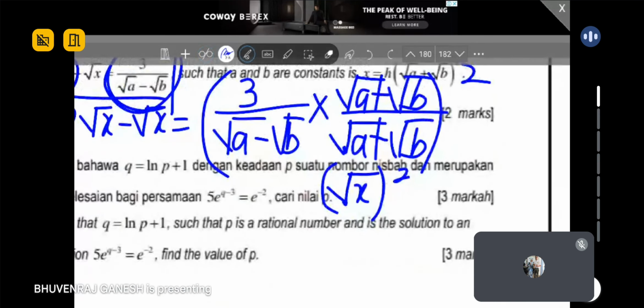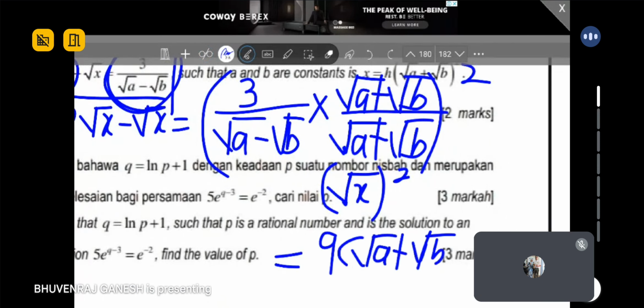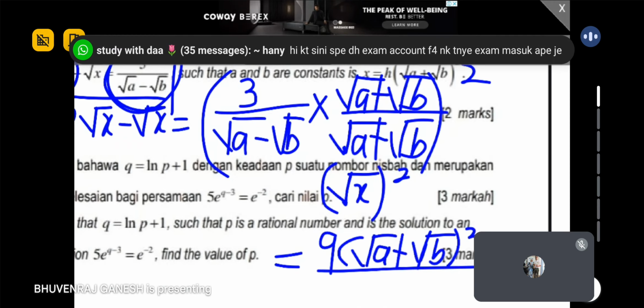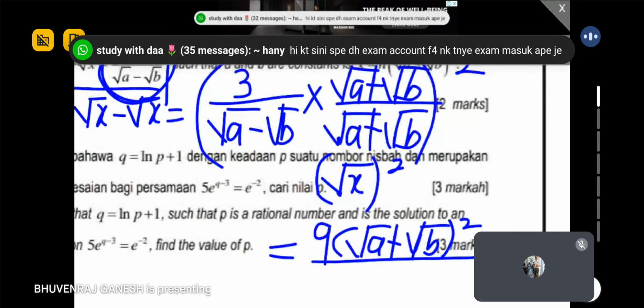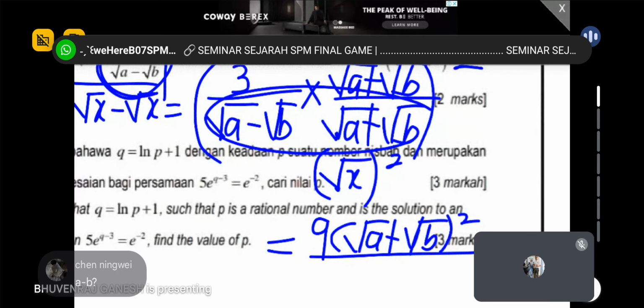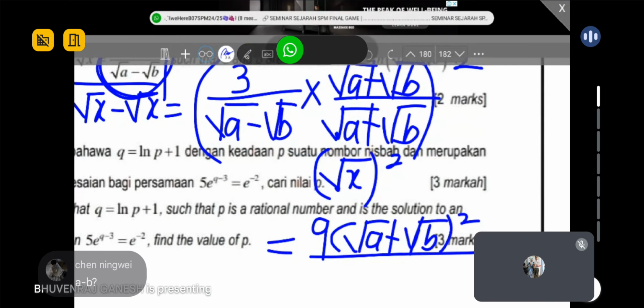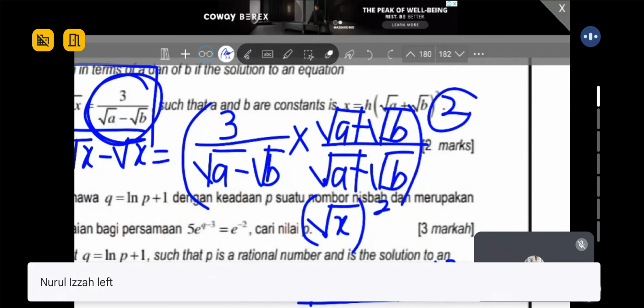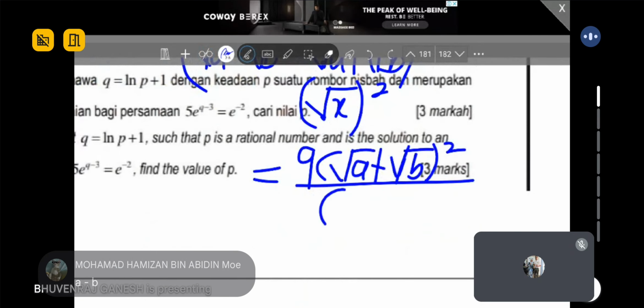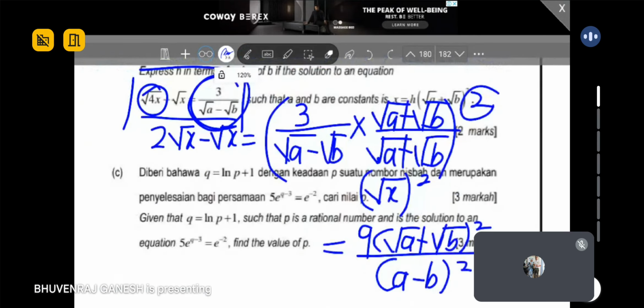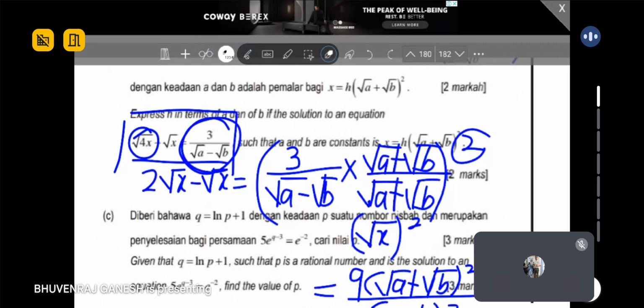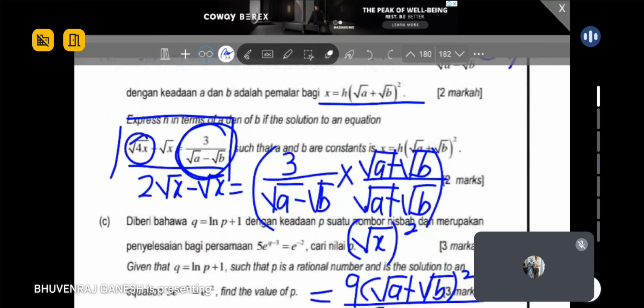So what do you get, guys? You will get 9 over surd A plus surd B, square. So this is time for your conjugate. Normally you will get A minus B, but now we have a square on top, so it's A minus B whole thing squared. Settle. So guys, look at your answer now. Do you see the similarities?